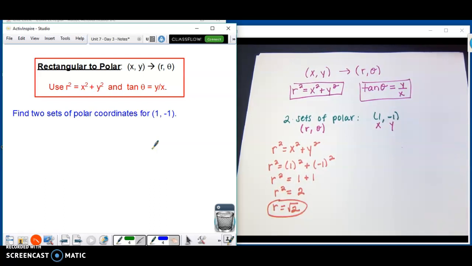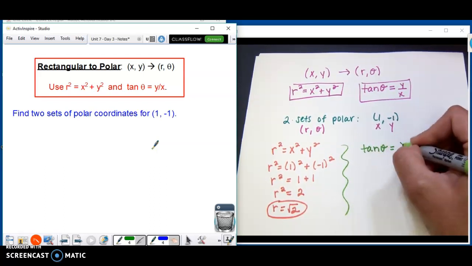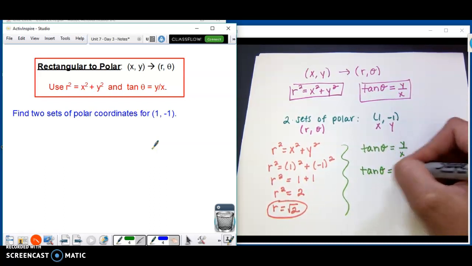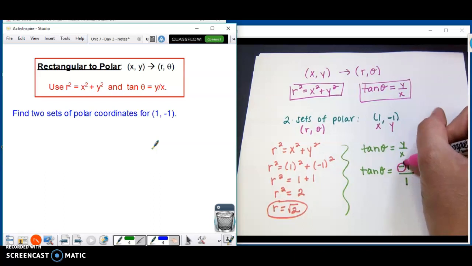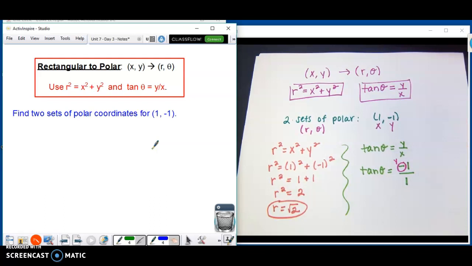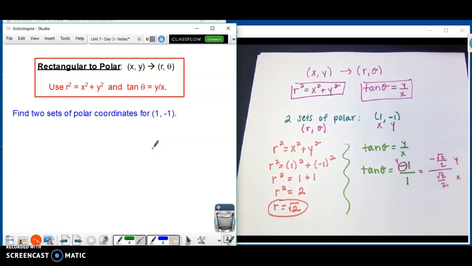Alright, then for the next part, we're using tangent theta equals y over x. So tangent theta equals y, which is -1, over x, which is +1. Something you have to be careful with: this negative has to stay with the y value. So the y value has to be negative. You can't move it anywhere like you normally can. So think about your unit circle when you have 1 over 1. That normally happens with the square root of 2 over 2, so I'd have to have negative square root of 2 over 2 and positive square root of 2 over 2. This is the y value, this is the x value.